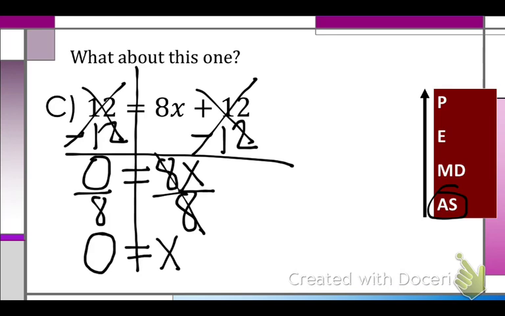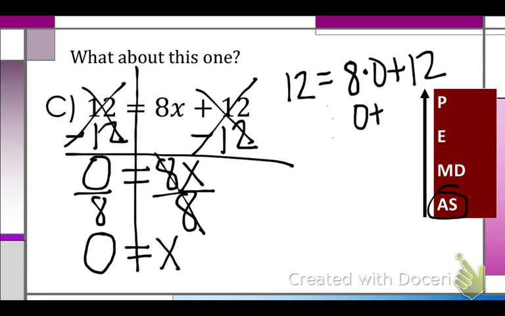Plugging that back in, we can check it. I realized I forgot to check that last one, or the last couple. Sorry about that. We should get in the habit of it. Even Miss Weldy needs to get in the habit of it. So if I solve that side, 8 times 0 is 0 plus 12. Simplify that to just get 12. Both sides are equal. So I know I got that problem correct.